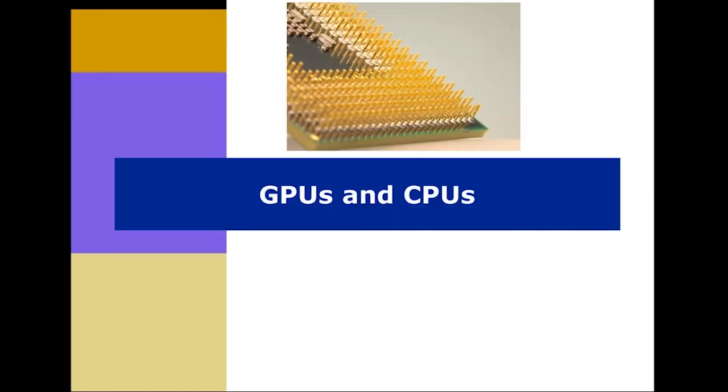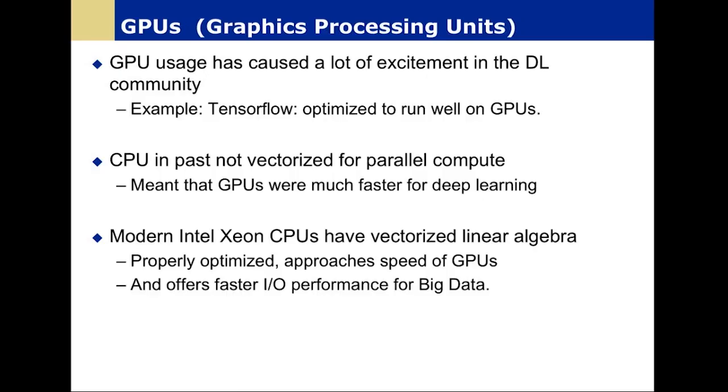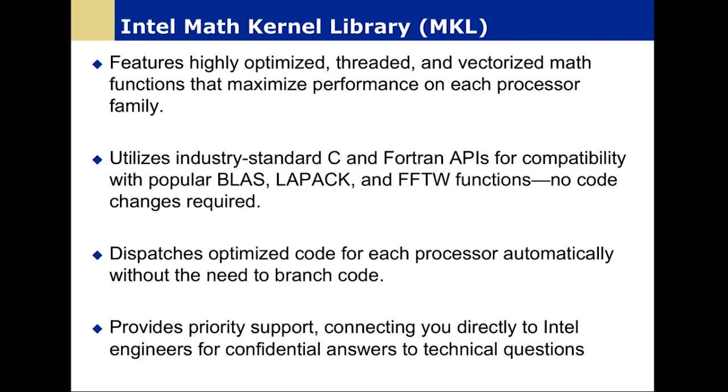Now, what about GPU and CPU? GPUs, of course, have created a lot of excitement in the deep learning community. And in the past, CPUs have not been vectorized for parallel compute, which meant that GPUs were much faster for deep learning. However, modern Intel Xeon CPUs have vectorized linear algebra that, when properly optimized, can approximate the speed of GPUs and allow us to do faster I/O performance for big data.